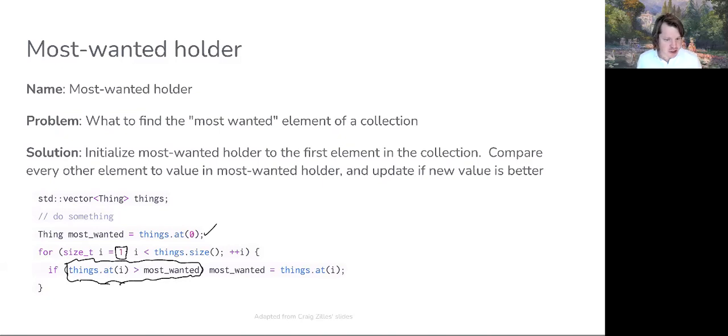Here, it looks like we're just computing the largest thing within our collection of things. So we say, if things.at_i is larger than, and larger than is defined according to the user defined type, remember? So what that means is dependent on the type of object being employed. But anyhow, we make that comparison. And if we find something better, we update most wanted to that thing. And that is the most wanted holder micro pattern.